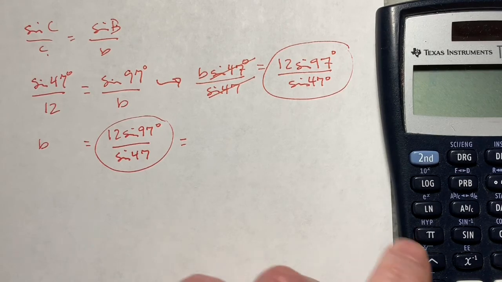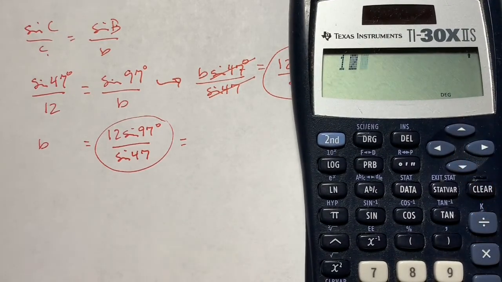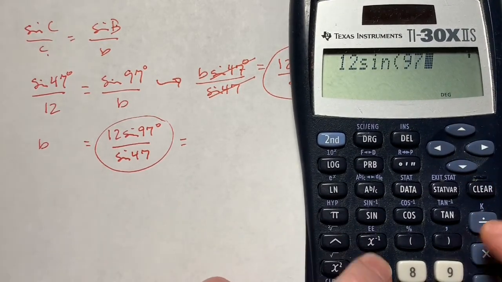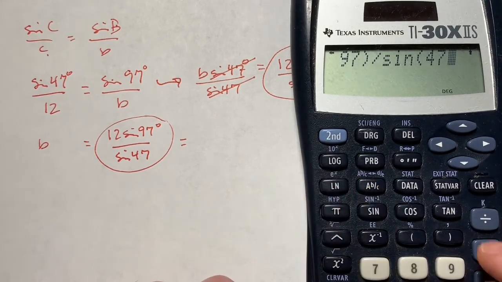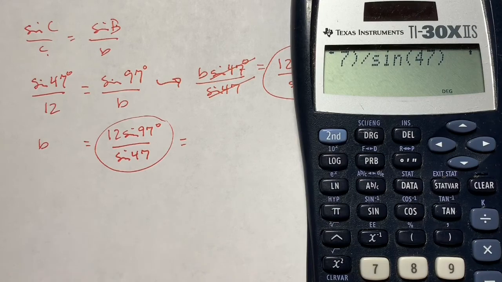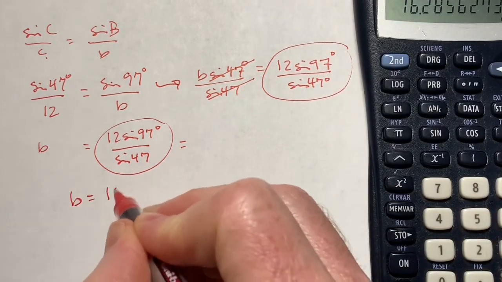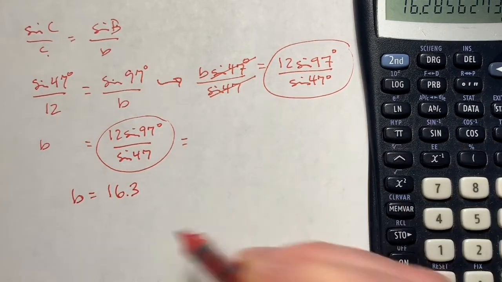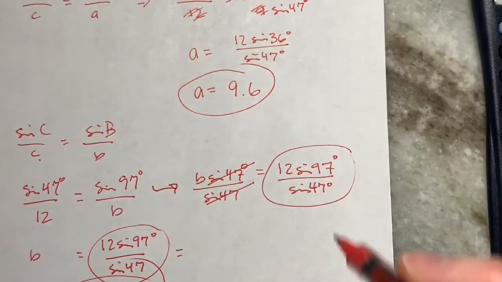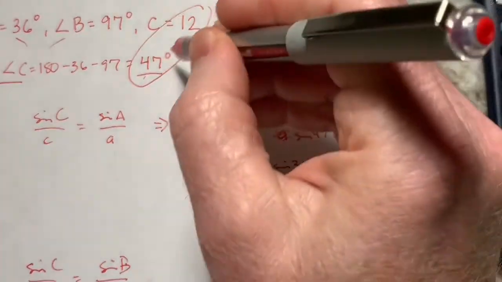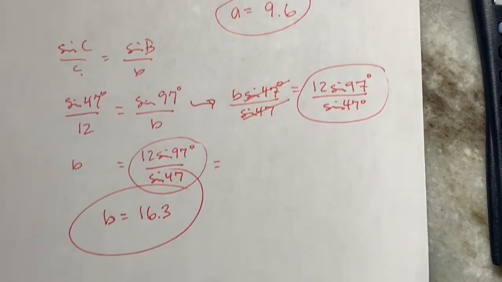Okay, so here we go. I'm going to use the cheap calculator again for those of you that have these. 12 sine 97 and the parentheses divided by sine 47 and the parentheses. And that gives me 16.3 if I'm rounding for side B. And at this point, I've got my B, 16.3. I've got my side A, and I found angle C right off the bat. So those are the three pieces of information that I didn't have.